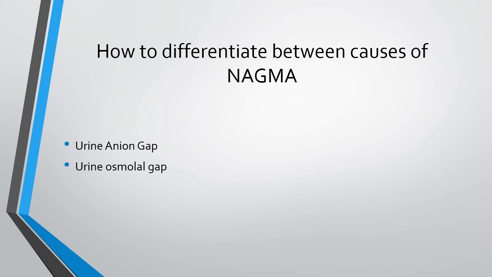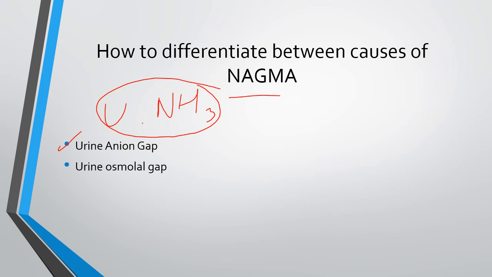Now how do we use urine ammonia? Same way, if the kidney is not functioning normally, it won't be able to excrete the ammonia in the urine. So obviously urine ammonia will be less in renal causes of normal anion gap metabolic acidosis. Next one, urine anion gap. But this urine ammonia is rarely measured in the labs. So we have to find a different way of finding out the difference between a renal cause and an extrarenal cause of NAGMA. How do we find this? We use the urine anion gap.